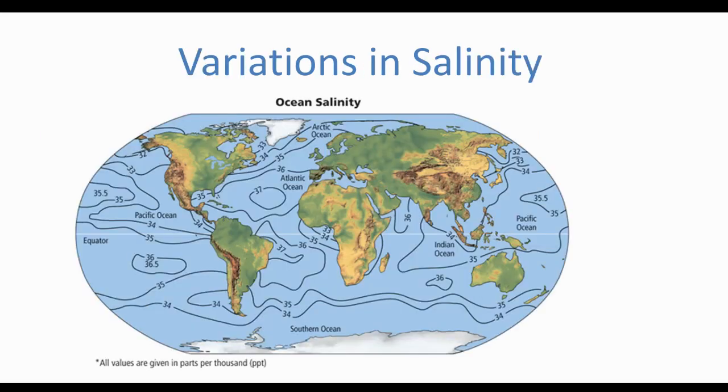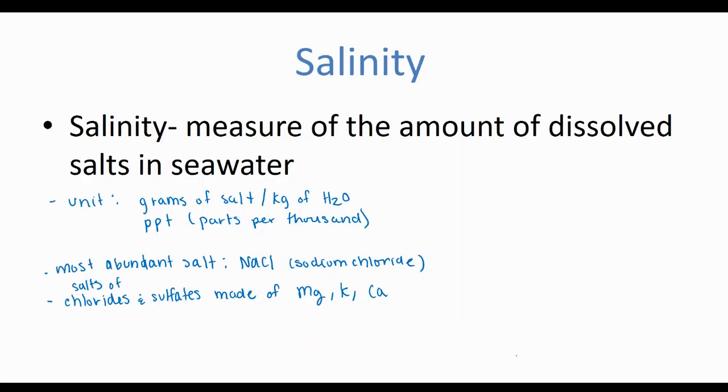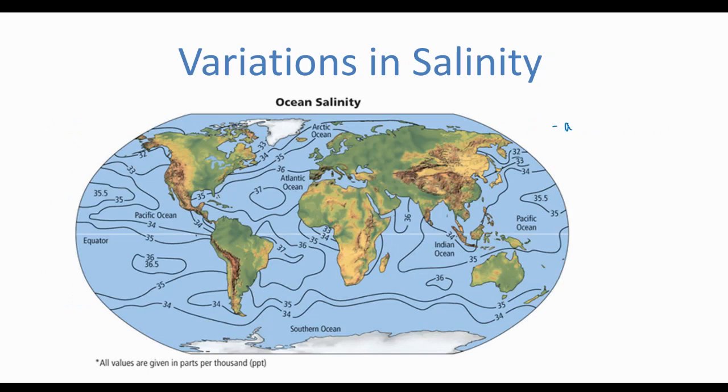As this picture shows, salt varies by location, but on average, the average salinity of the ocean is 35 parts per thousand. But remember, that's the average. The actual salinity is going to vary from place to place. You see right here, we have 34 in the Pacific, but right near the east coast of South America, it's 37.